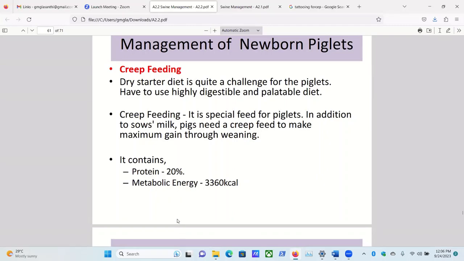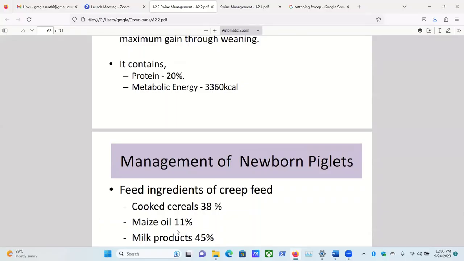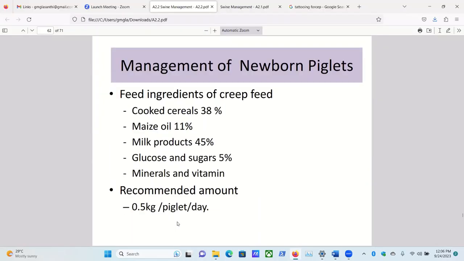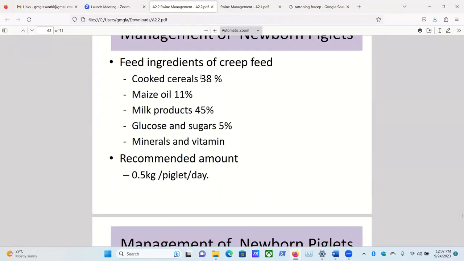And we are giving creep feed to prepare the piglets for weaning. Normally, creep feed should consist of 20% protein, and the metabolizable energy should be 3,360 kilocalories. So this is the composition of the creep feed.